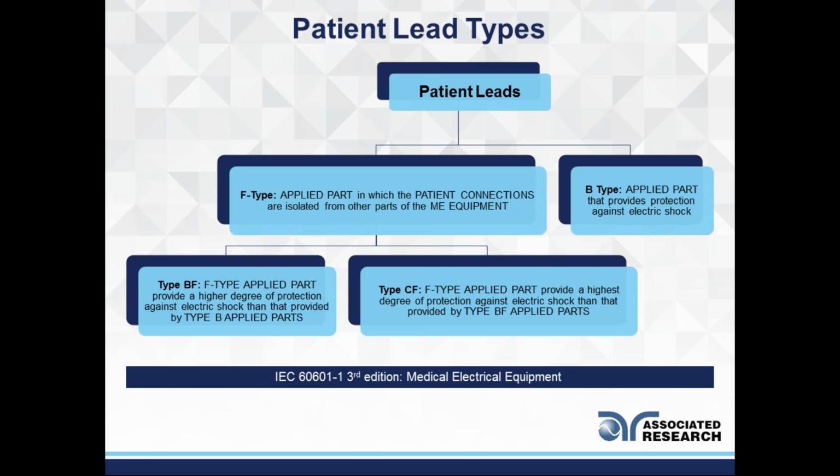pretty basic definition. The standard specifically would call B-type an applied part complying with the specified requirements of this standard to provide protection against electrical shock, particularly regarding allowable leakage current, and marked with symbol 1 from table D2. We'll get into that. But it's pretty much your basic applied part which provides protection against shock.